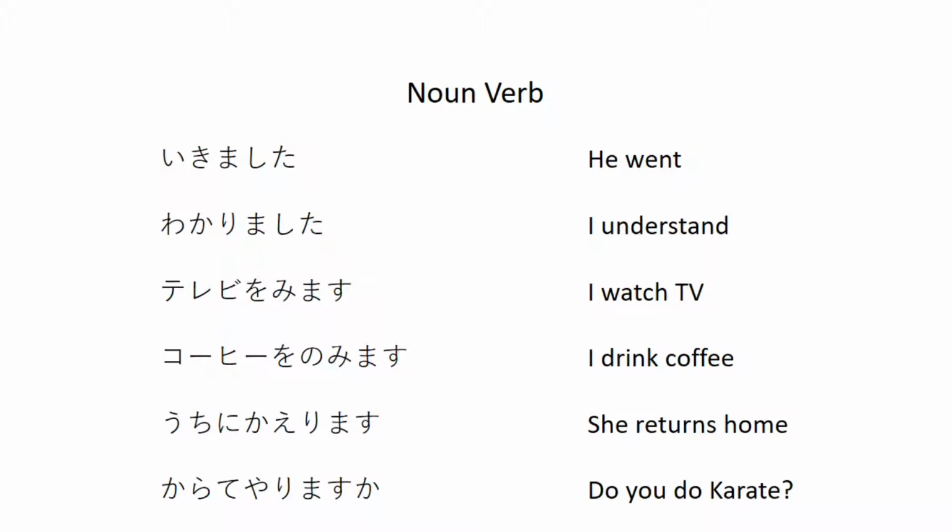The third form is noun verb. Ikimashita is a complete Japanese sentence meaning he went. Could also mean she went, they went. Wakarimashita. Understanding took place. I understood. Terebi o mimasu. I watch TV. Kohi o nomimasu. I drink coffee. Uchi ni kaerimasu. She returns home.